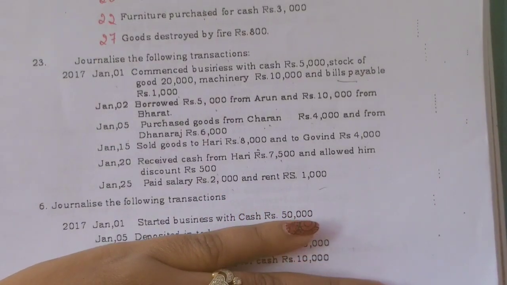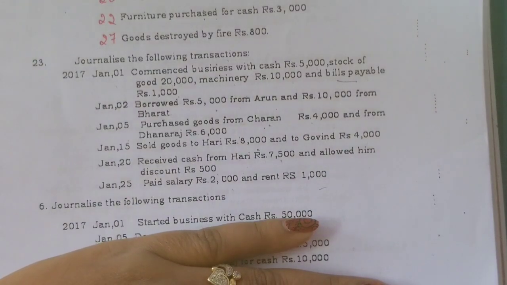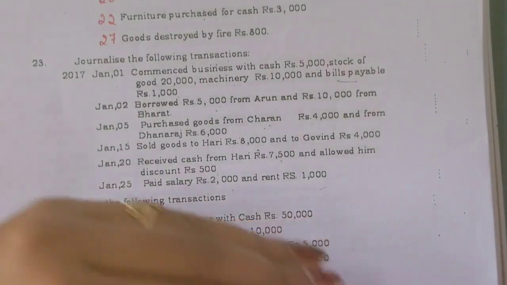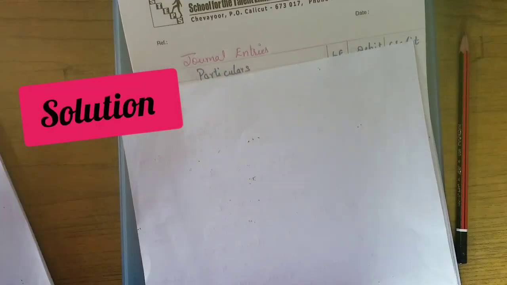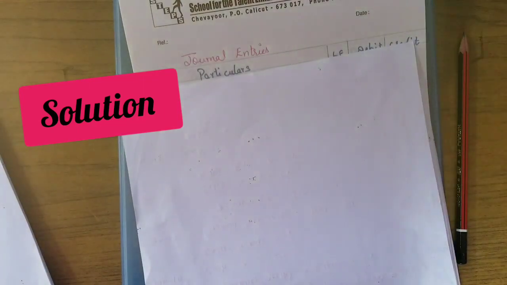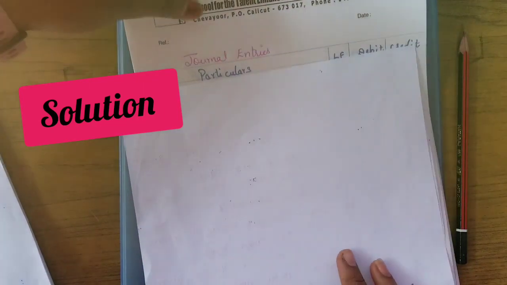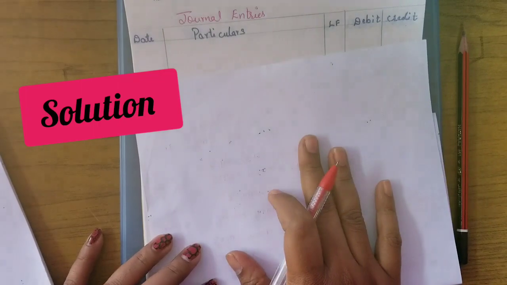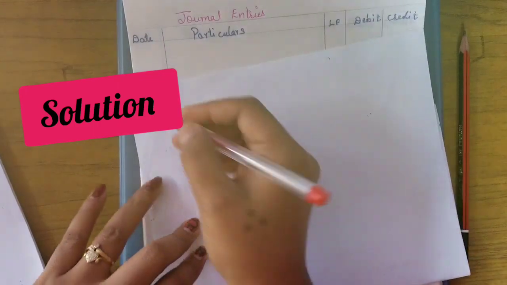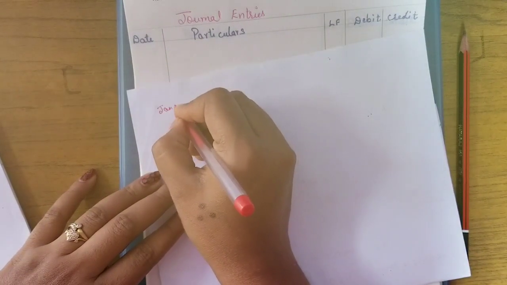So these are the journal entries. Now let's start with passing the entries. Okay. Now before that, as I told you, usually I take one rough sheet so that it will be easy for you to enter the entries correctly. Okay. So here the first one, Jan 1st.